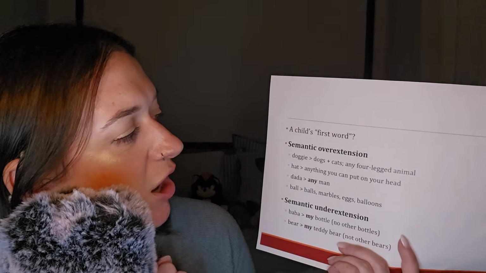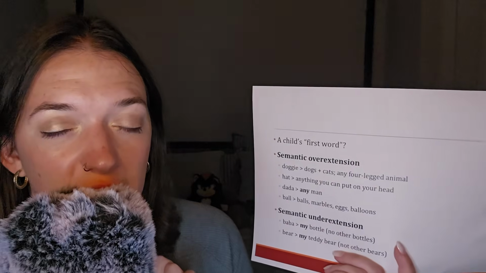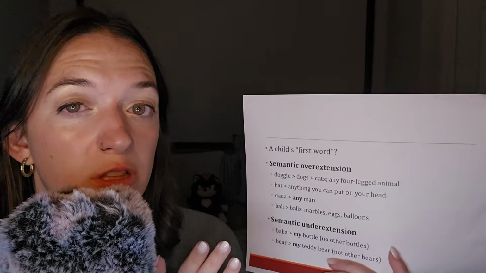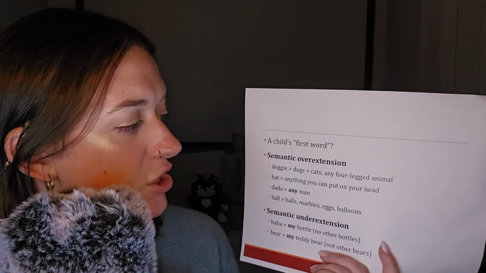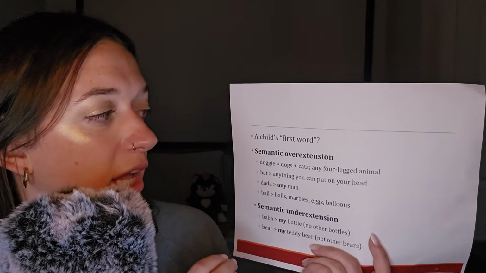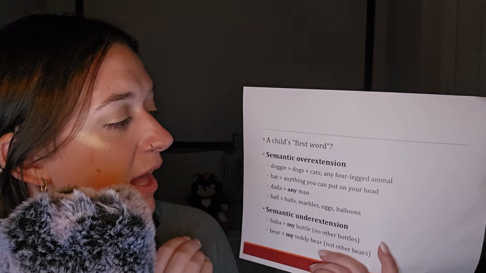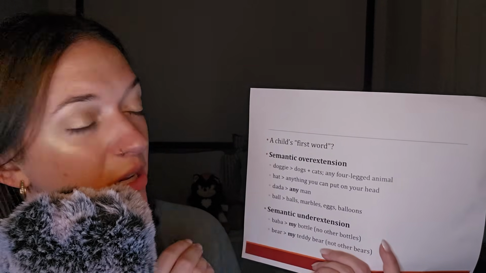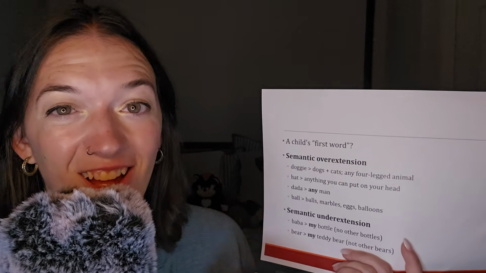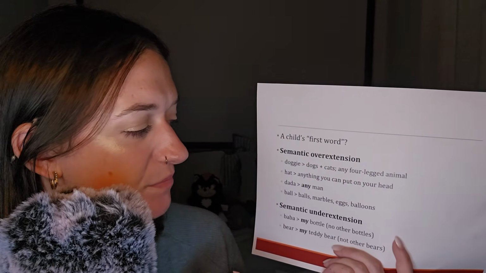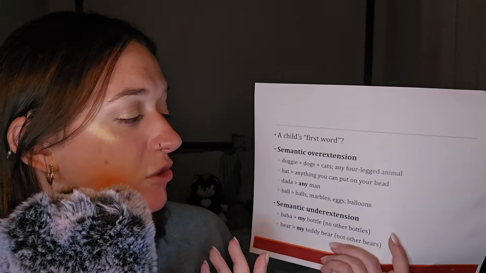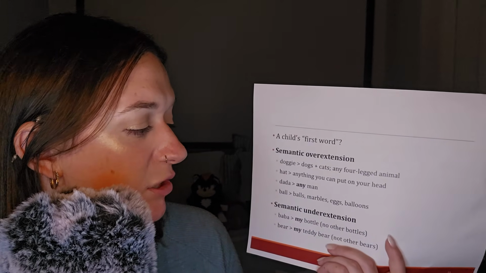So children often use semantic overextension, just like they use syntactic overextension or morphological overextension. So a child might say doggy to mean dogs and cats or any four-legged animal. A hat might be anything you can put on your head. Dada might refer to any man, not just necessarily their father. Ball might refer to anything that's round, so balls, marbles, eggs, balloons, etc.